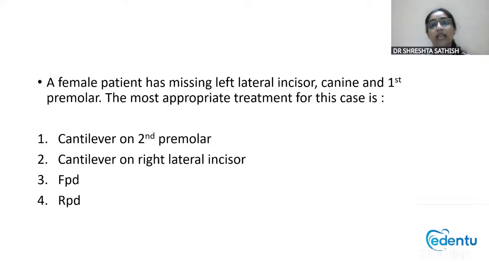Now coming to the anteriors, here in this, you can choose from FPD or RPD. The most ideal appropriate treatment would be to give an FPD. Why? Because it's a female patient, 3 teeth are missing. When you have good support from the abutment, you can always give an FPD. Anteriorly, RPDs can be disturbing and less aesthetic also.